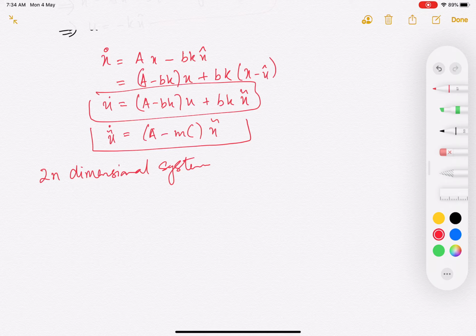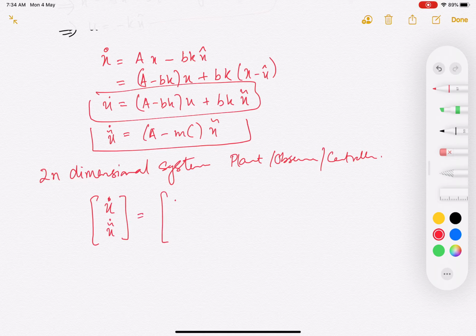And this 2n dimensional system includes the plant, it includes the observer, and it includes the controller. Now if you write this separately, you can write x tilde dot is equal to [A minus BK, 0; 0, A minus MC] x tilde.